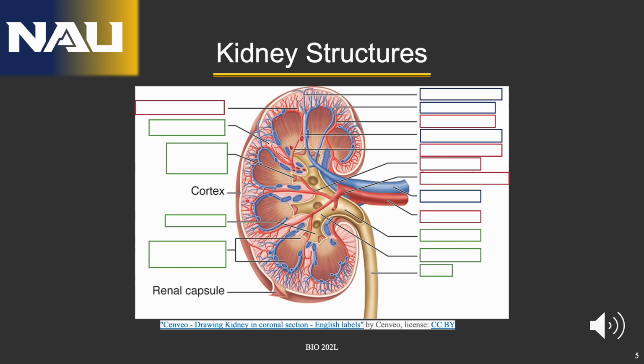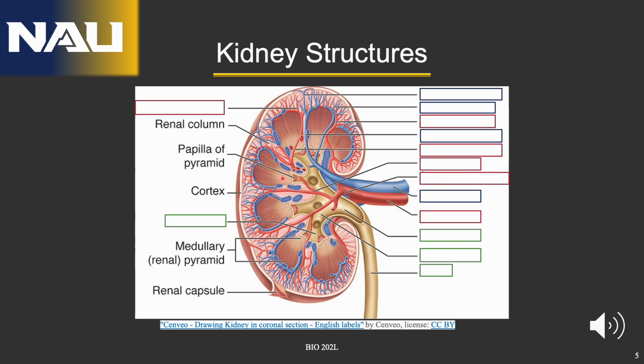The renal columns are extensions of the cortex that separate the renal pyramids here, also called the medullary pyramids because they're in the medulla of the kidney. Those pyramids are conical structures within the medulla. Each pyramid ends in a pointed structure called the papilla here, which empties urine into the minor calyx. Multiple minor calyces converge to form the major calyx. And the major calyces drain into the renal pelvis here. The pelvis is a funnel-shaped reservoir that collects the urine and channels it into the ureter right here for excretion.